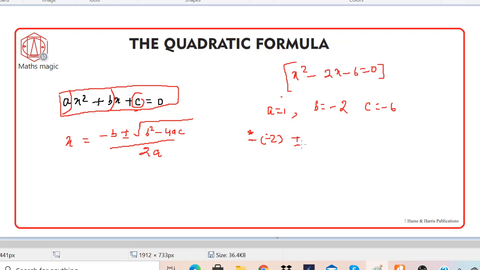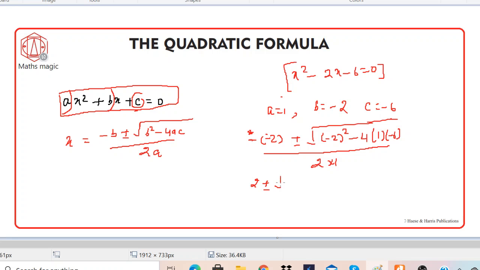Minus b plus minus under root b squared. So again minus 2 square minus 4ac. So a is 1 and c is minus 6. And then this whole thing divided by 2a. So 2 into 1. Now you can say it's very simple. Minus minus 2 becomes plus 2.